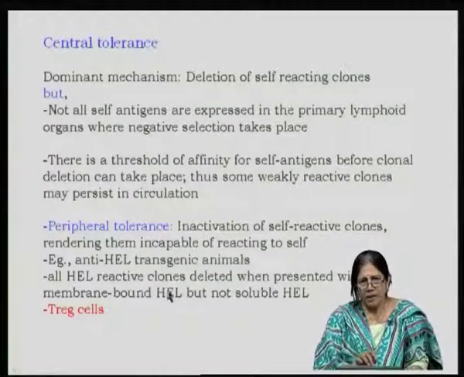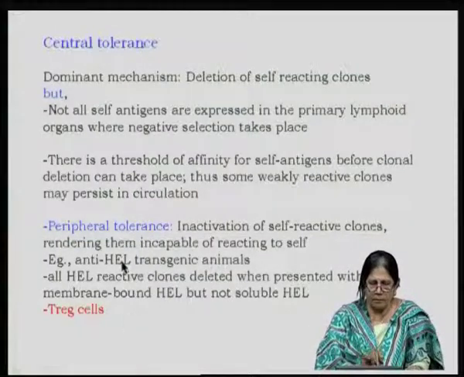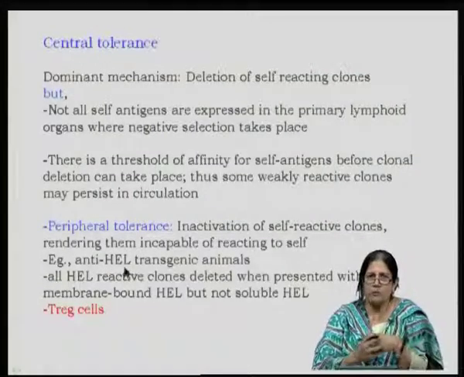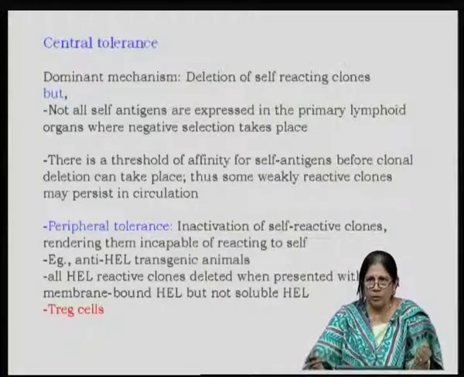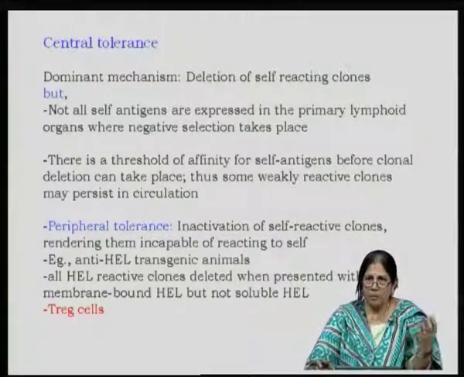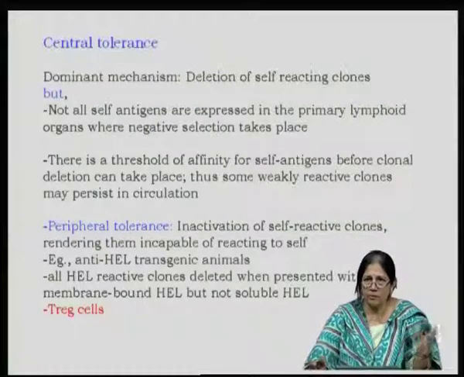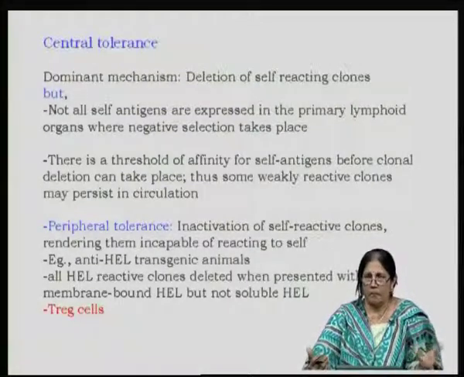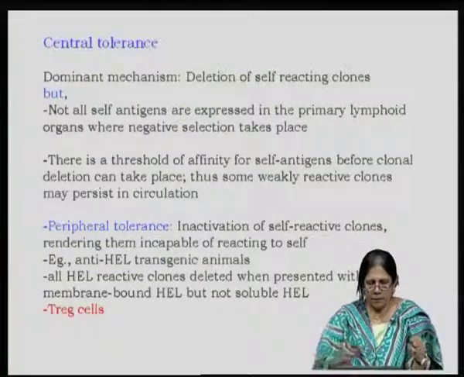Now people have made transgenic animals which have anti-HEL. What is HEL? Hen egg lysozyme. Now, hen egg lysozyme has been a popular molecule with immunologists. This is a molecule which has 4 disulfide bonds, and it has been studied very nicely with respect to B cell epitopes, with respect to continuous epitopes, discontinuous epitopes. For describing these types of epitopes, this molecule has been extremely useful.